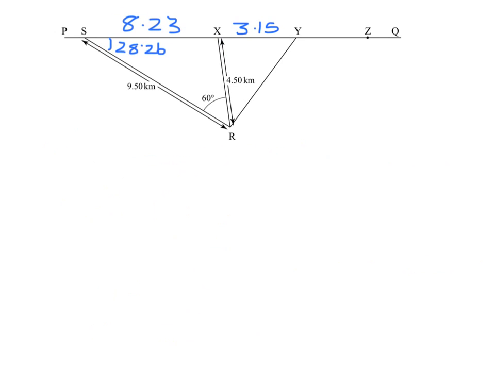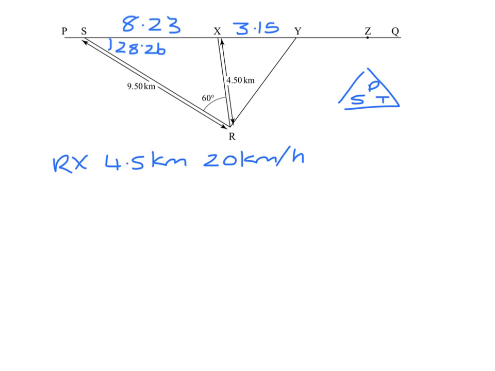So Frank travels along RX, which is 4.5 kilometres at 20 kilometres per hour. If we use our speed, distance, time triangle, we see that time is distance divided by speed. So the time that it takes is 0.225 of an hour, and if I multiply that by 60, I get 13.5 minutes.